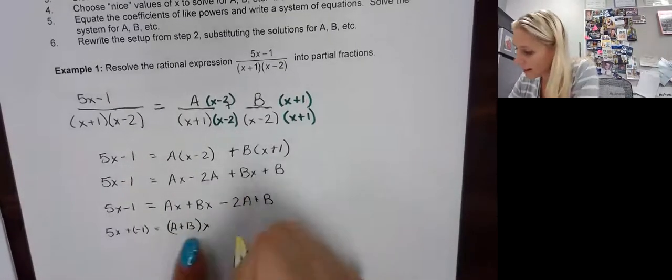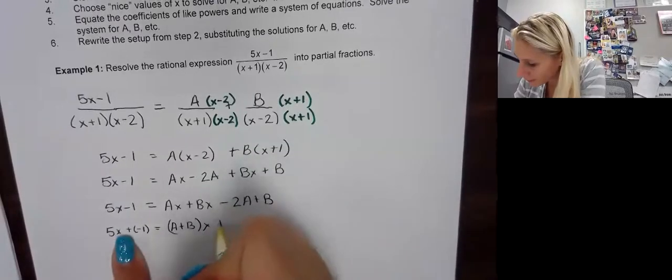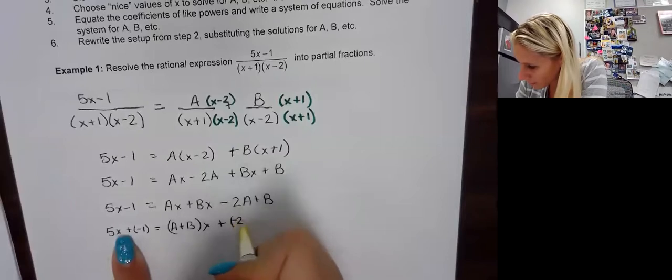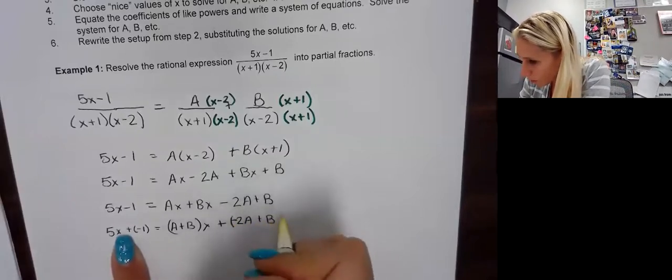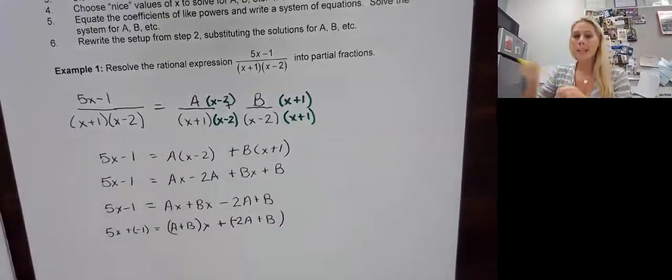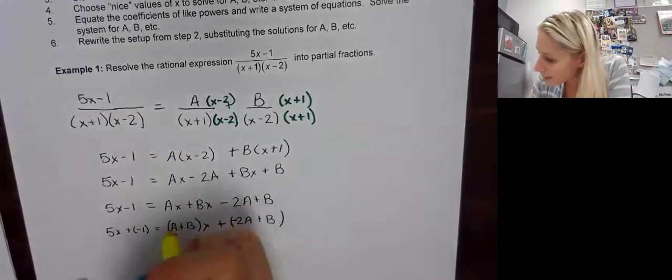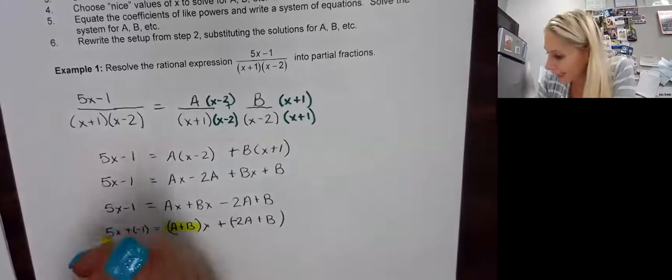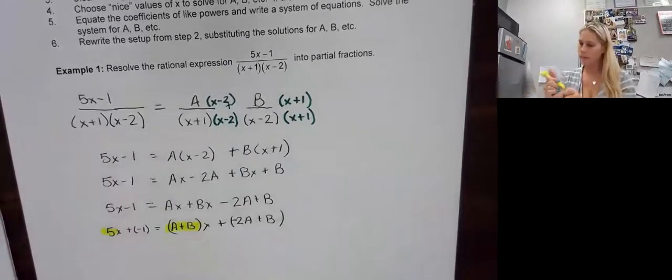Now here, again, I'm going to make this addition. So this is the adding of this -2a plus b. Now, why did I do that? And this is where I need my highlighter. Because if you look, this a plus b that is in front of x will equal 5.